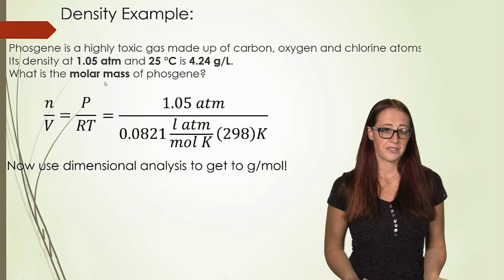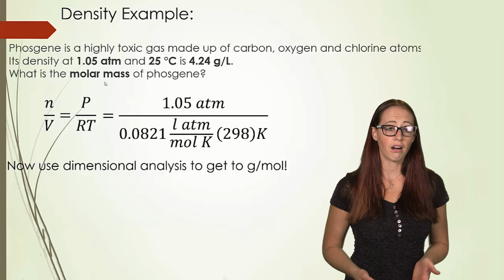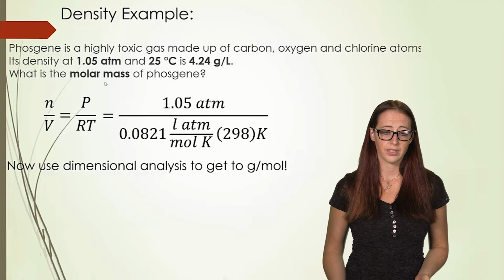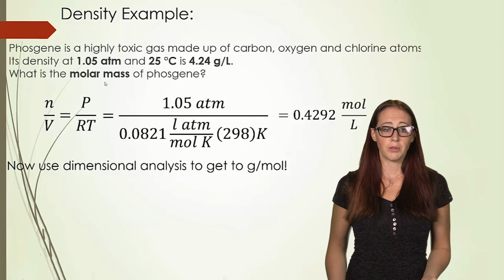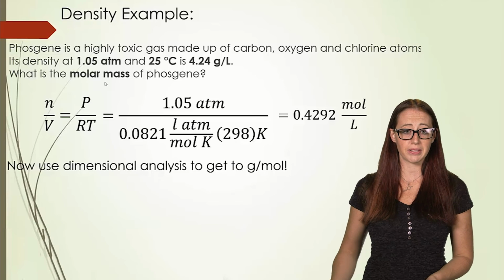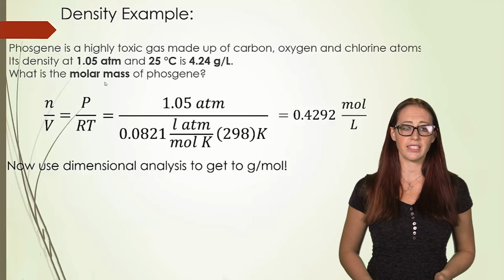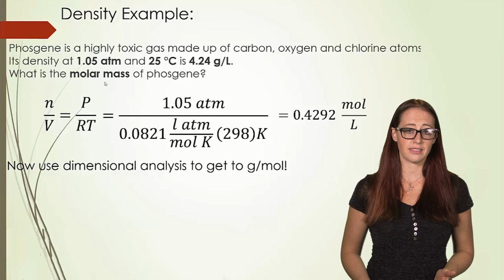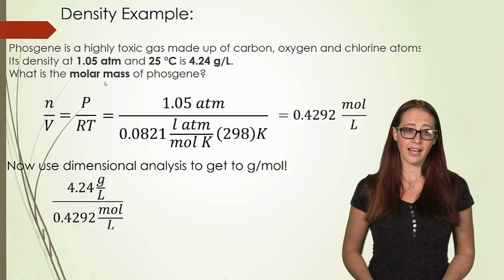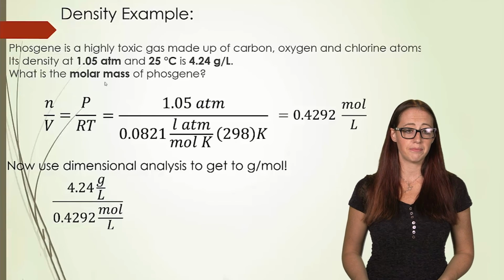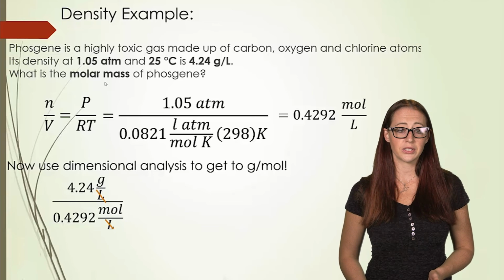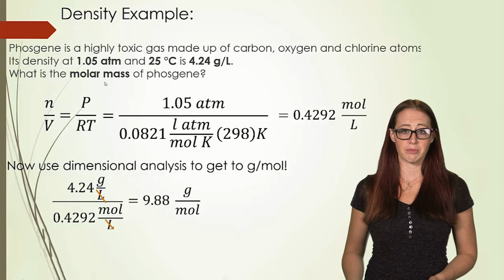So let's solve this first. We put our pressure on top, our R on the bottom, and our T on the bottom, converted into Kelvin. From here, we get our molar density. Now, recognize that if we put our grams per liter on top and our moles per liter on the bottom, our liters will cancel, and we'll be left with grams per mole. So let's do that. We'll put our 4.24 grams on top, our 0.4292 moles per liter on the bottom. The liters will cancel, and we'll be left with grams per mole.